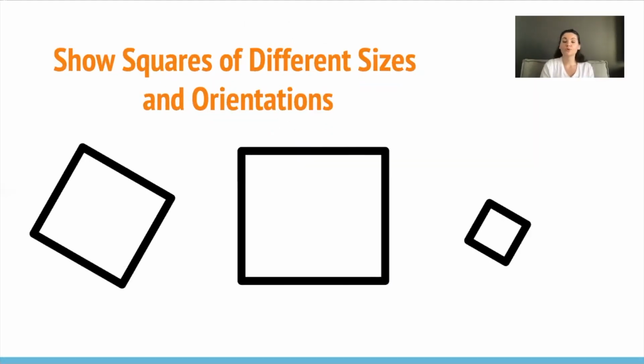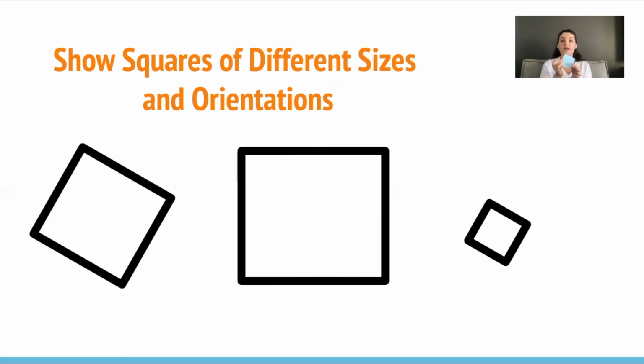Just as is true with triangles, rectangles, and all other shapes, we want children to see squares in a variety of sizes and a variety of orientations. Now, if you look at the square on the left, it's tilted from what traditionally children will see. And when it's tilted, you may have some children who tell you that it's a diamond or a rhombus when it's this way.